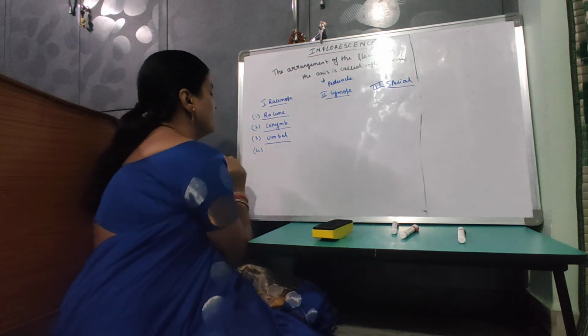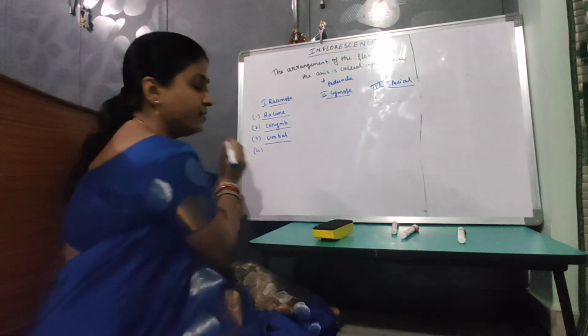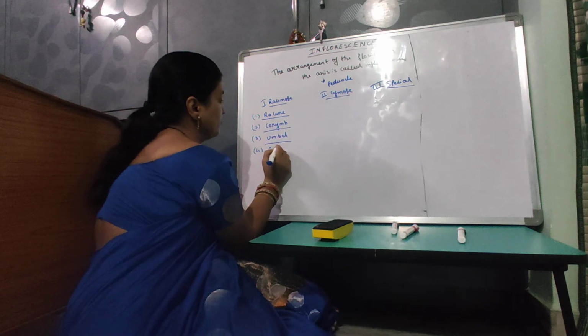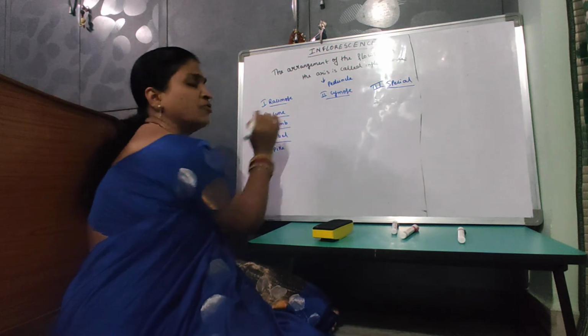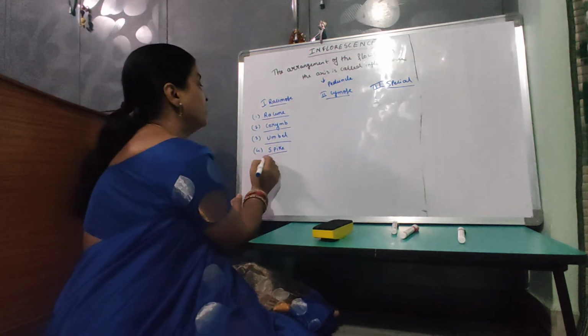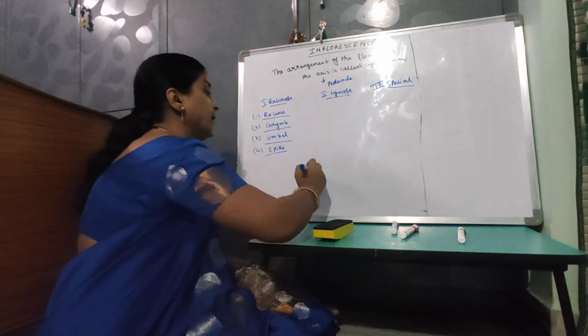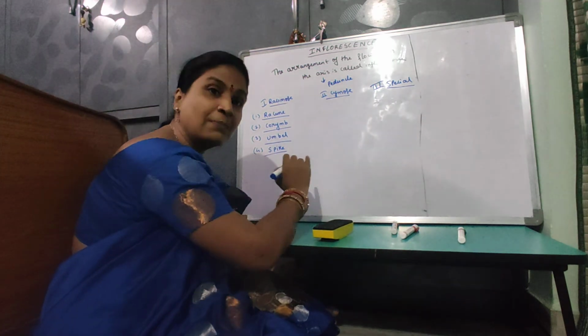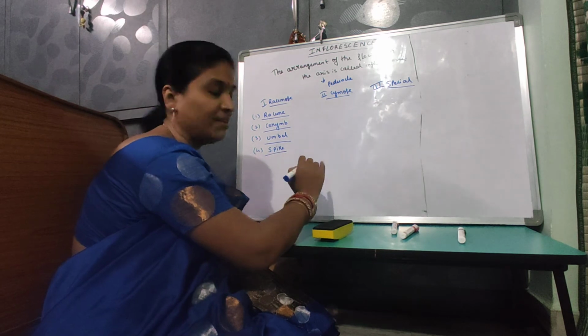Fourth type is spike. Spike is the same as raceme only. The difference is that the flowers are sessile, meaning the pedicel is absent. When the pedicel is absent, such flowers are called sessile flowers.